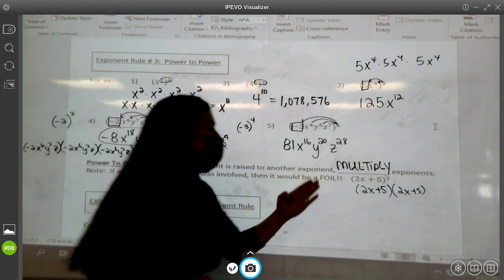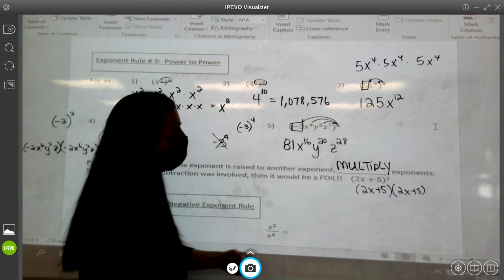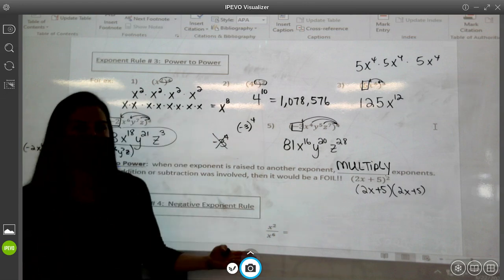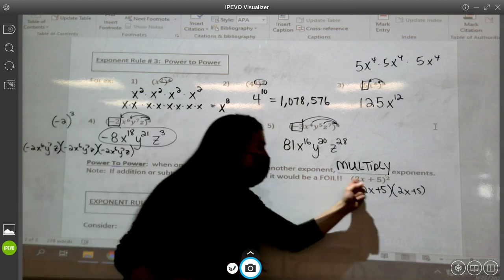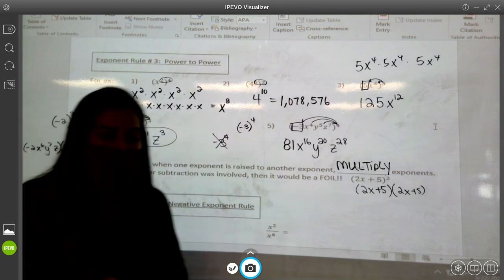So it's a FOIL problem. So I don't want you to forget that. Don't get in the habit of distributing all these exponents and get to a problem like this where addition or subtraction is involved and start distributing your exponent, because you can't do that. These ones have to be expanded and FOILed. Are we okay? All right, so guys, I'm going to stop there.